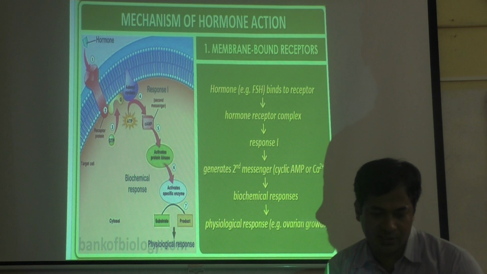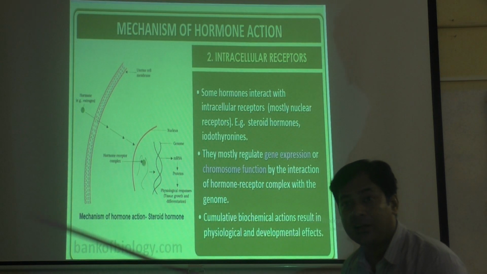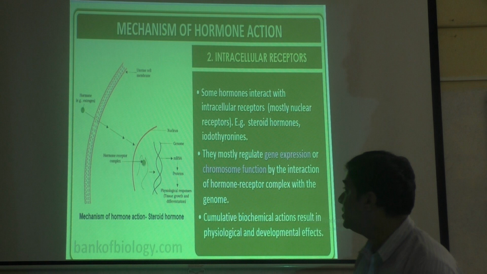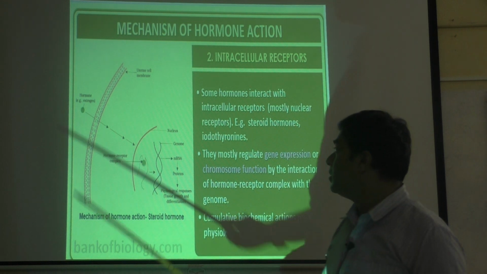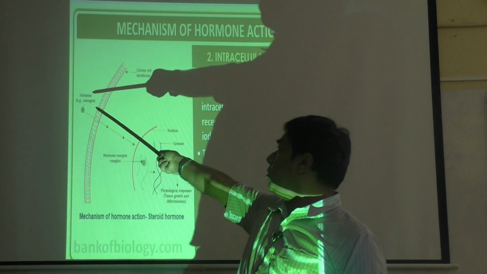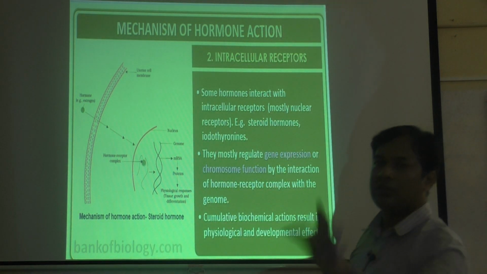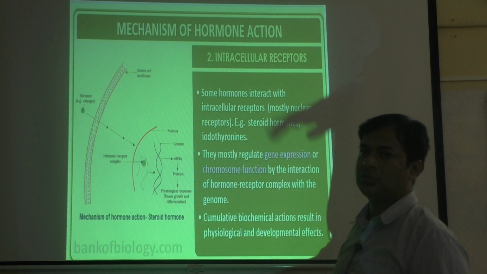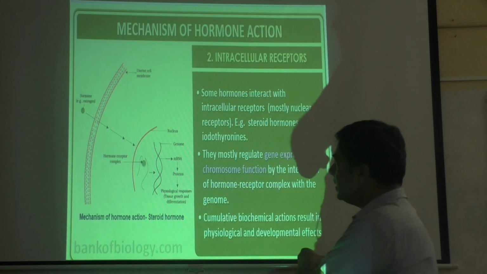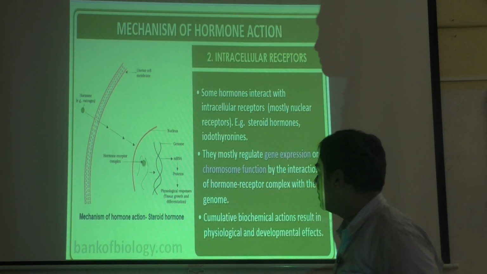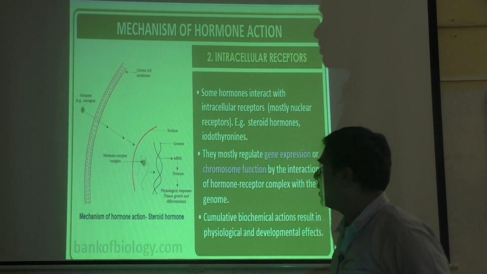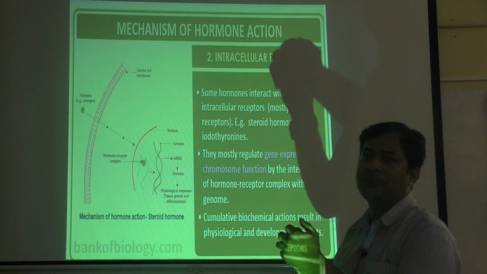And second, if it is an intracellular receptor, then what? If it is an intracellular receptor, the hormone is there, you see there, the hormone in green color they are showing, it enters the cell where there are no membrane bound receptors, no receptors on the membrane. So directly it will enter the cell, then directly come to the nucleus and bind to DNA.